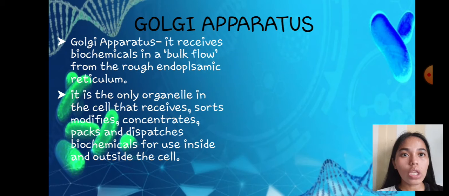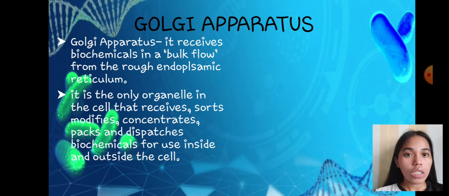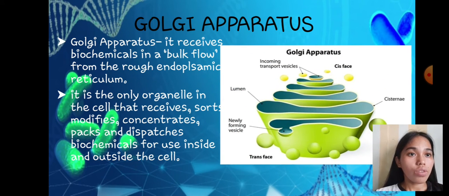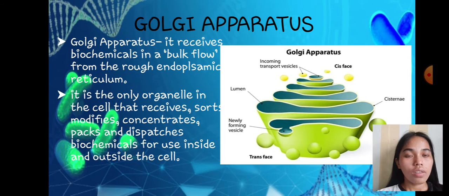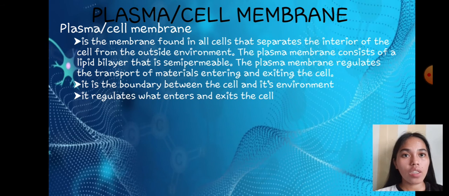Next is the Golgi apparatus. The Golgi apparatus receives biochemicals in a bulk flow from the rough endoplasmic reticulum. It is the only organelle in the cell that receives, sorts, modifies, concentrates, packs, and dispatches biochemicals for use inside and outside the cell. This is an example of the Golgi apparatus. There are incoming transport vesicles, lumen, newly forming vesicle, trans face, cisternae, and cis face.